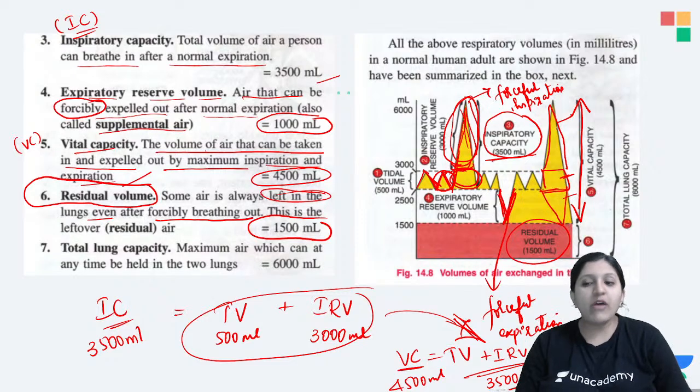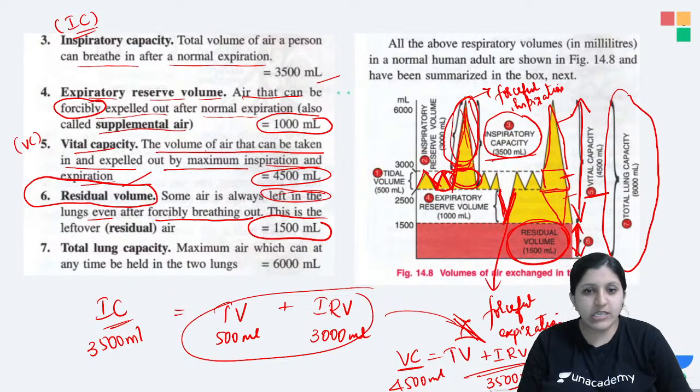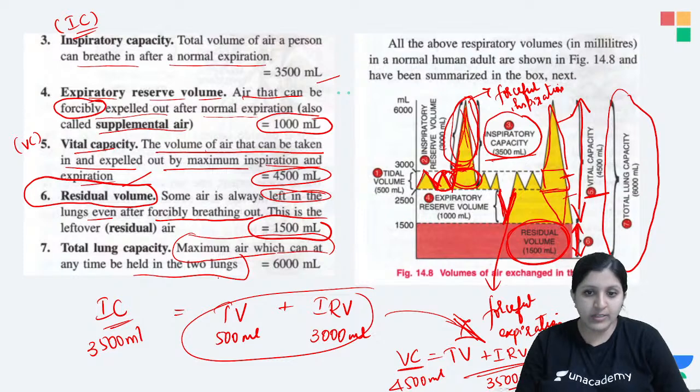Now, if I want to calculate the total lung volume, you know this part, what is this? This is giving us the residual volume. So this vital capacity, along with the residual volume, gives us the total lung capacity. You can see here, the maximum air which can be held in the two lungs at any time is about 6000 ml.